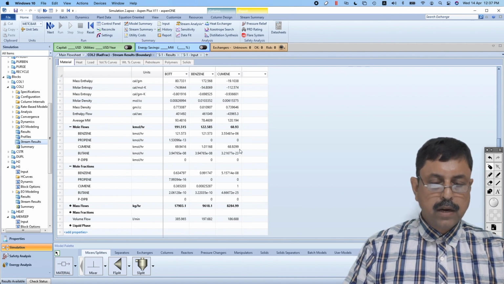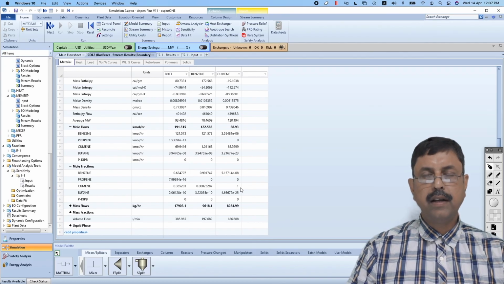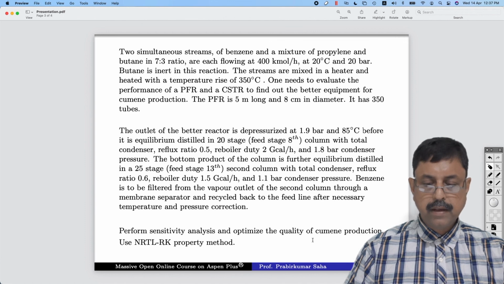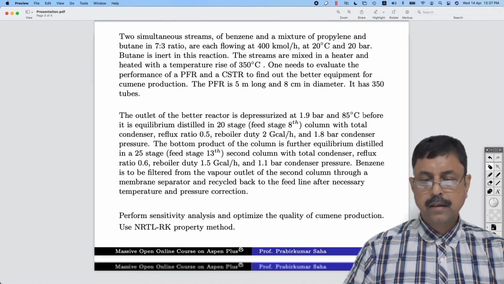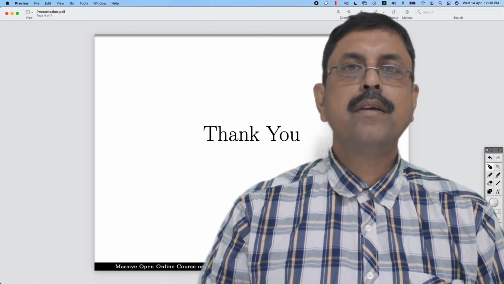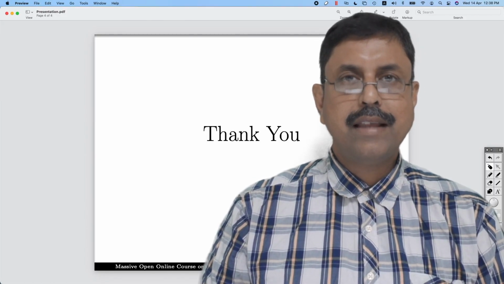So without losing the quality of cumene, you can get the best output of benzene. We do not have to do any optimization over here, because the sensitivity analysis itself will tell you where we need to stop. So we have performed the sensitivity analysis and optimized the quality of cumene production. With that, we come to the end of this lecture and this case study. In the next lecture, we will come with another interesting case study. Till then, thank you and goodbye.